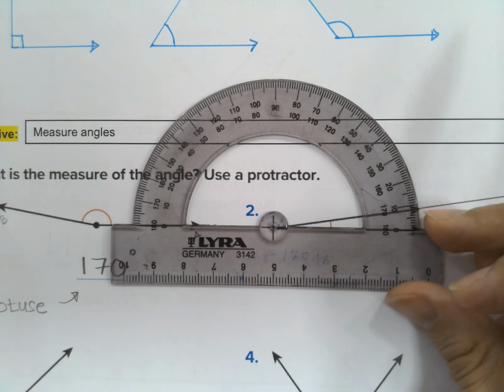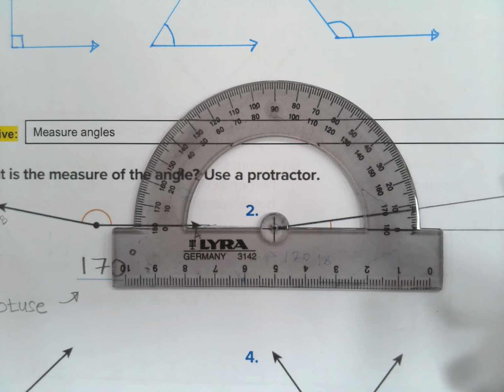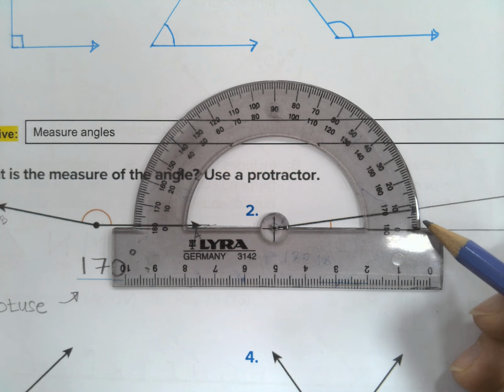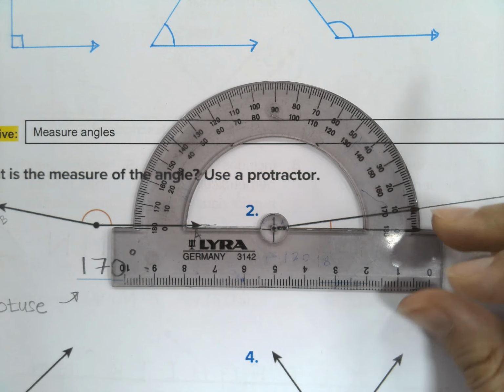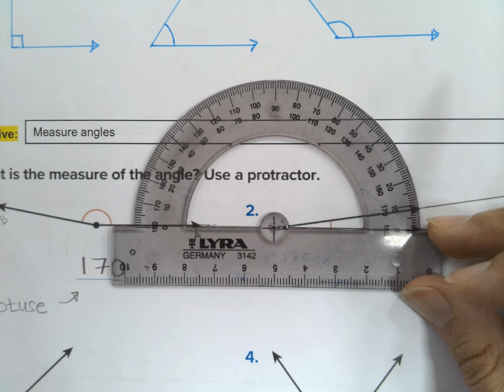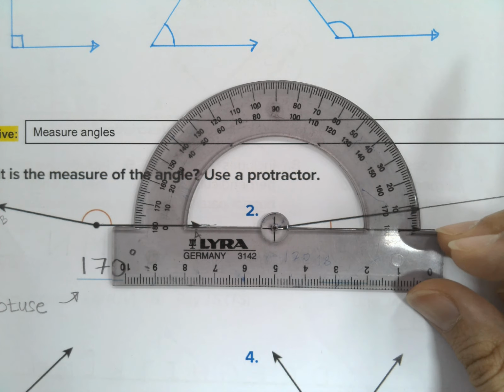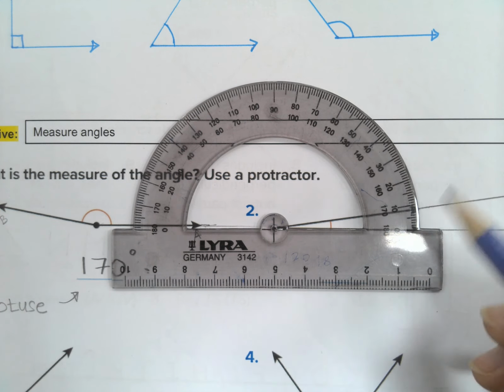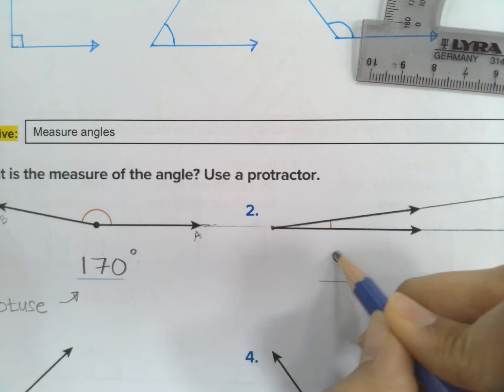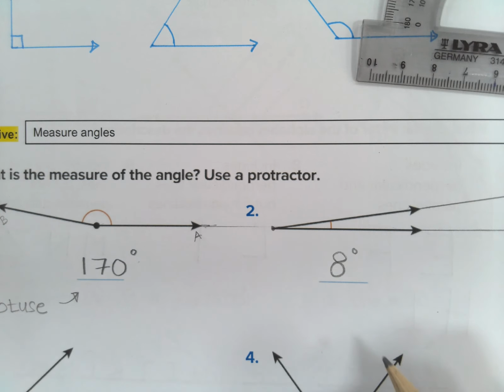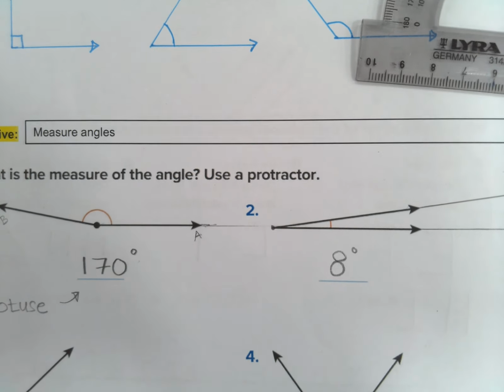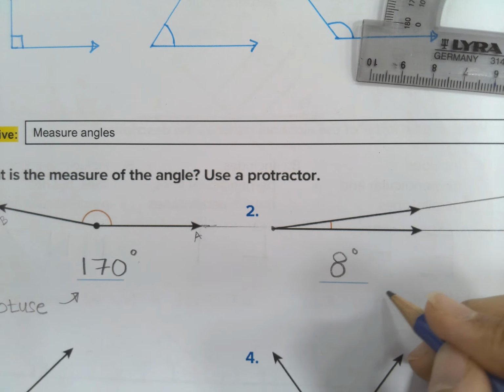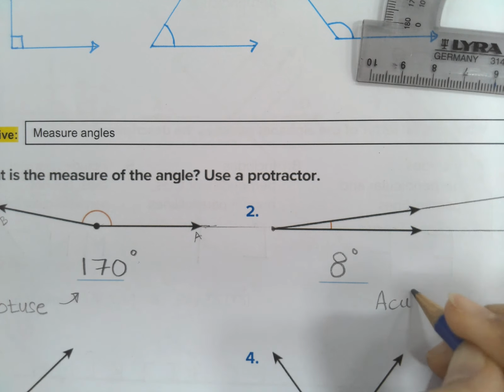Okay. From 0, is it 10 or less than 10? Less than 10, count. 0, okay. 9 or 9. I think it's 8. I think it's 8 degrees. So is it an acute angle, obtuse, or right? Acute. Good job.